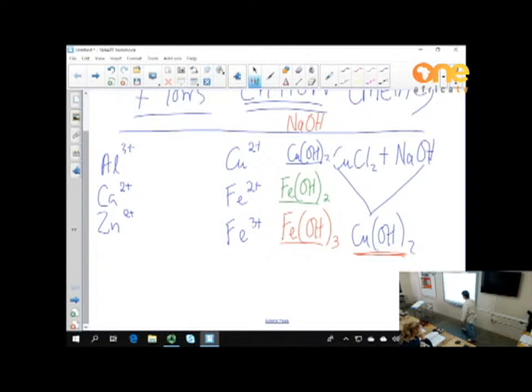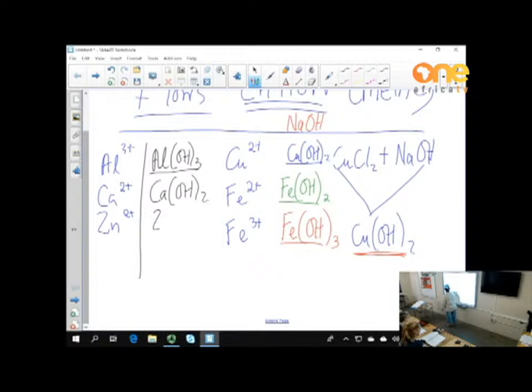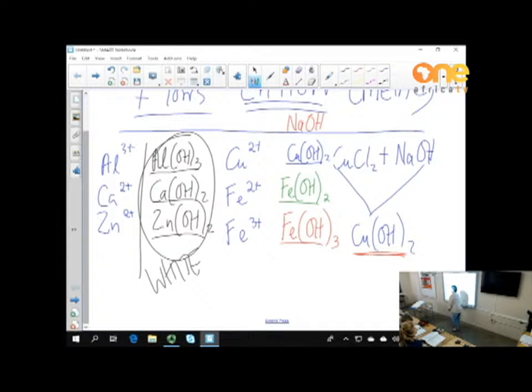The others over here will form aluminium hydroxide, calcium hydroxide, and zinc hydroxide, and they, unfortunately, are all white.